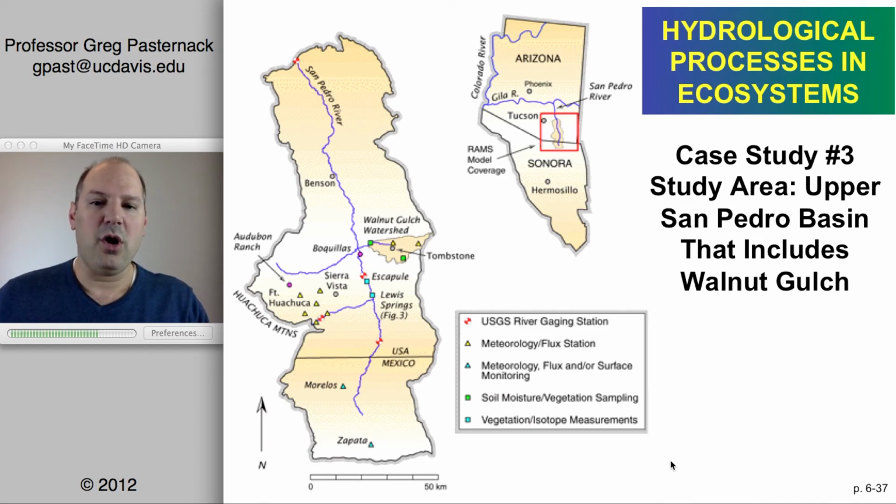Here we're going to return to Walnut Gulch, and I didn't have this map before, but this shows a map of Arizona. Here's the southeastern region where Walnut Gulch is, and the San Pedro River. Here's the San Pedro River with some other things positioned on the map. And then here's the Walnut Gulch watershed again.